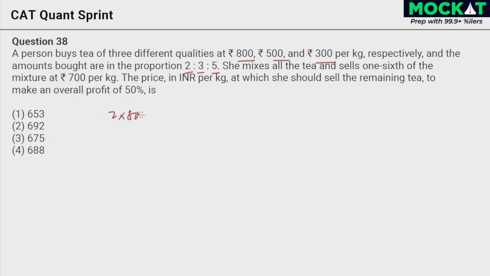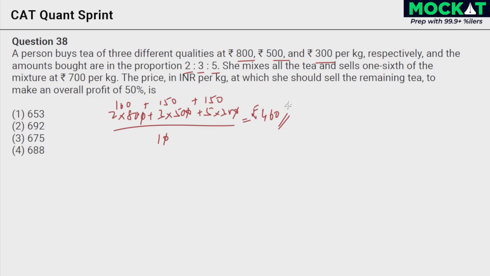So 2 into 800 plus 3 into 500 plus 5 into 300 divided by the sum of weights. 2 plus 3 plus 5 is 10. So what do we get over here? We can knock off a 0 over here and we get 160 plus 150 plus 150, that's 300 plus 160, 460 rupees per kg. Per kg is the cost price.